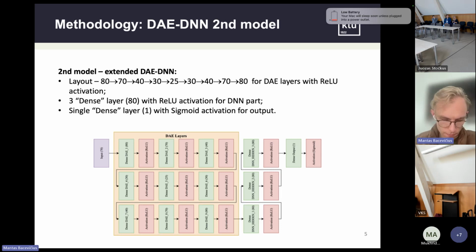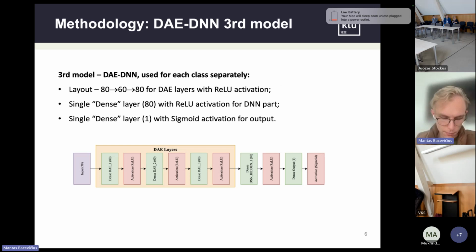Then the architecture of DAE-DNN was modified so that number of DAE function performing layers was changed from 3 to 9 with 80, 70, 40, 30, 25, 30, 40, 70, and 80 layout. Number of DNN layers was also changed from 1 to 3 with 80 neurons each. Activation function stayed the same, ReLU for DAE and DNN layers and sigmoid for output.